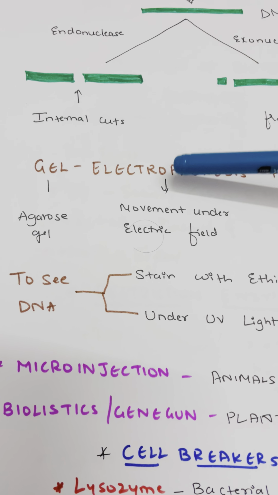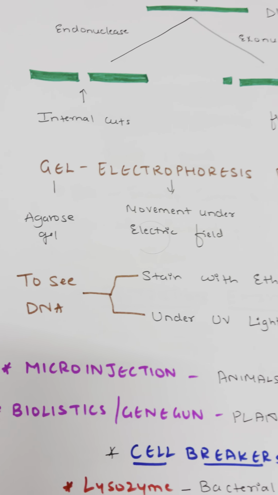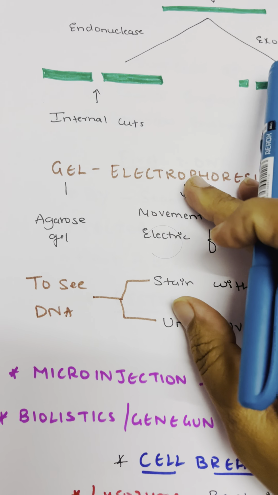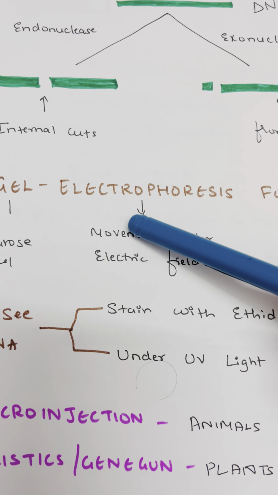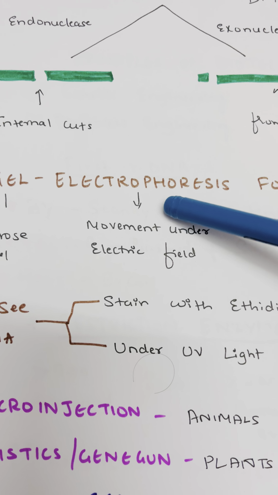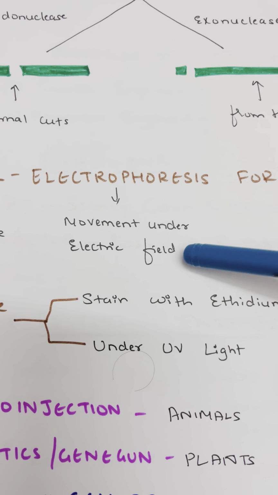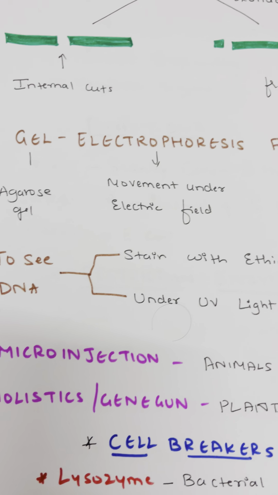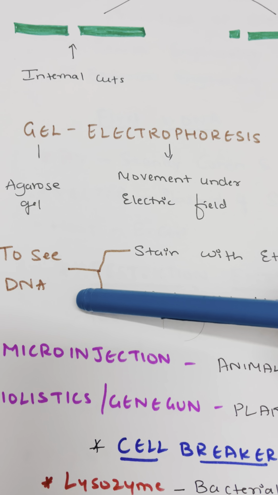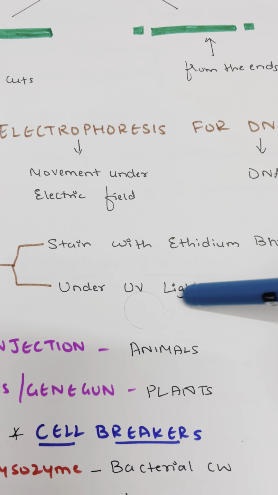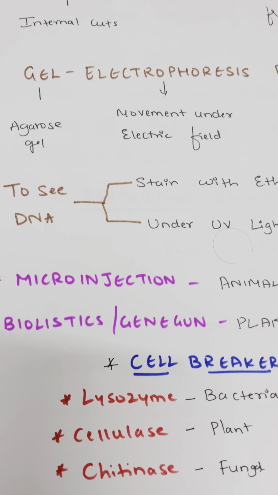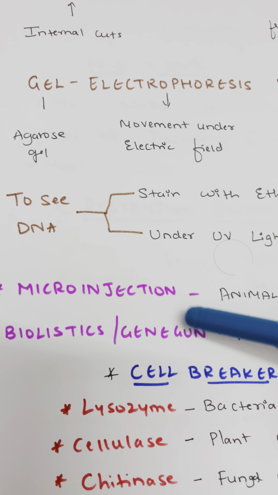Next coming to gel electrophoresis for DNA. What is the gel used here? It is agarose gel. Next, what is the meaning of electrophoresis? Electrophoresis means movement under an electric field for DNA. Next, to visualize the DNA, we stain with ethidium bromide under UV light. Okay.